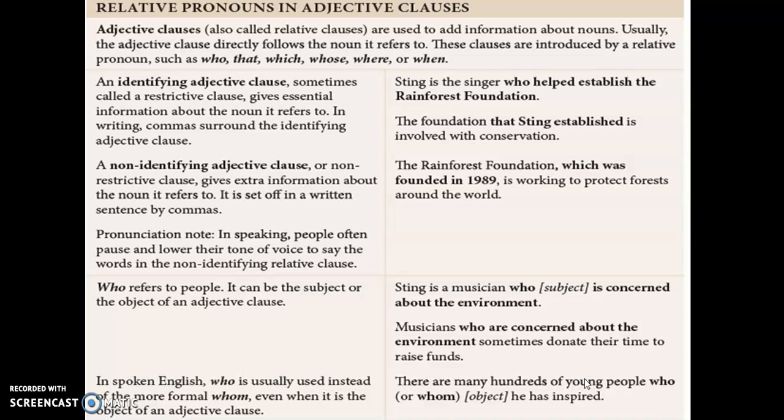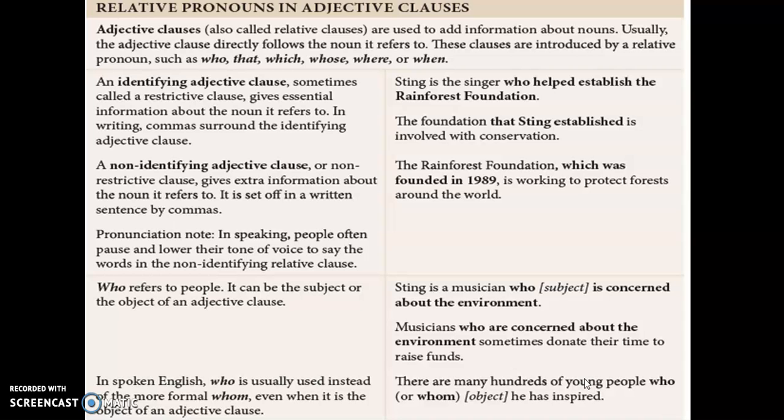The Rainforest Foundation, which was founded in 1989, is working to protect forests around the world. Now we have the pronunciation note. In speaking, people often pause and lower their tone of voice to say the words in a non-identifying relative clause.